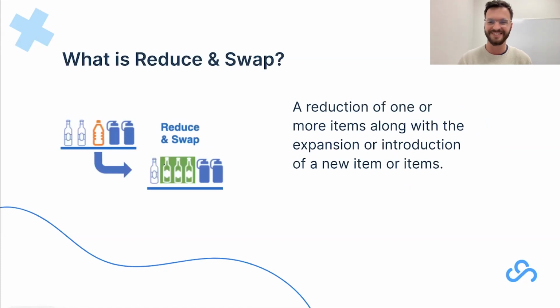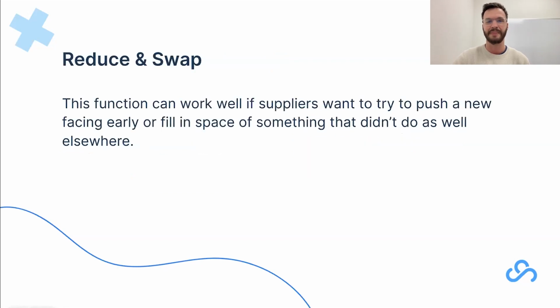A reduction of one or more items along with the expansion or introduction of a new item or items, right? And here in this example, we have the orange water bottle and one of these blue clear bottles being replaced by 3 of these green items. Okay, talk about flexibility. That's a lot of flexibility. This function can work well if suppliers want to push a new facing early or fill in space of something that didn't do as well elsewhere, right?